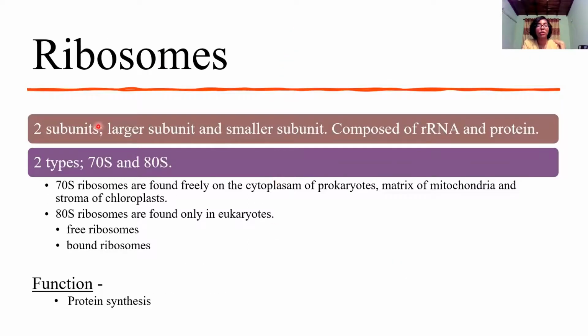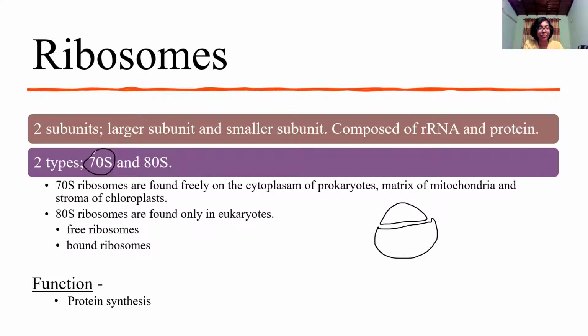Ribosomes have two subunits. One is the small subunit and then the larger subunit. So here it's the small subunit and then we have a large subunit, something like this. It's made up of rRNA, which is synthesized in the nucleolus of the nucleus of the cell, and it has protein. So that is how the ribosome is made. There are two types, 70S and 80S. Both can be found in our human cells.